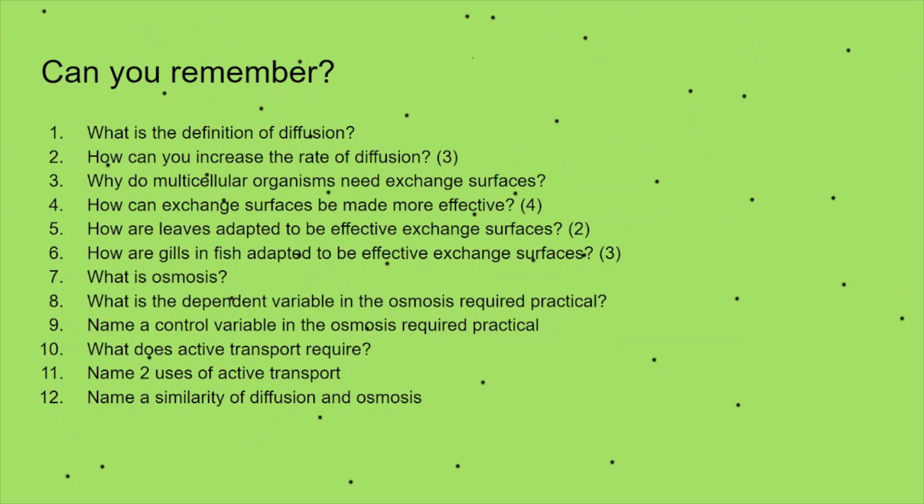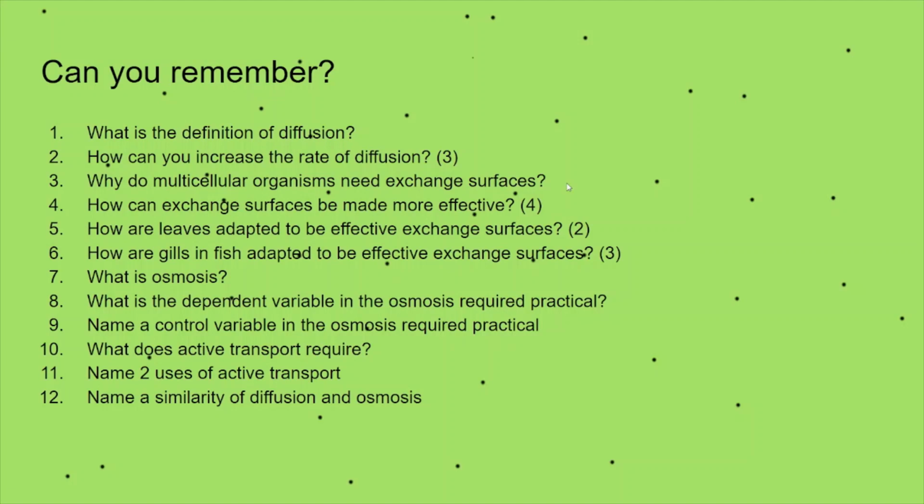So, now we've covered all of the methods of transport in cells, pause the video and have a go at these. Diffusion is where particles spread out from an area of high concentration to an area of low concentration. You increase the rate of diffusion by increasing the surface area of the membrane if it's diffusion across the membrane, increasing the concentration gradient, or increasing the temperature so that the particles move faster.